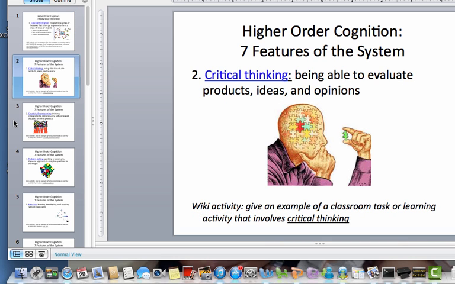The next feature of higher order cognition we'll be talking about is critical thinking. Critical thinking is defined as being able to evaluate products, ideas, or opinions. Critical thinking is also really crucial in the classroom for learning, and is something that students are called upon to do throughout the day and across content areas.